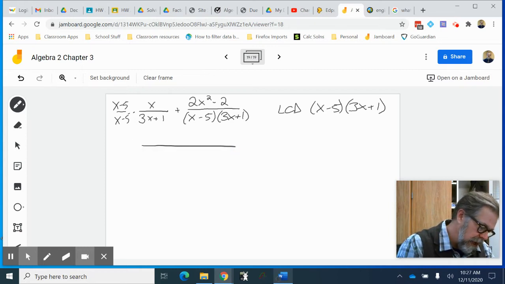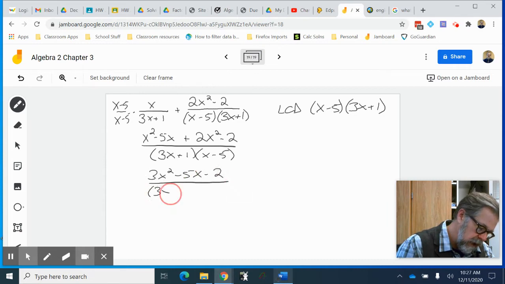So what have I got? I've got x squared minus 5x plus 2x squared minus 2 all over 3x plus 1, x minus 5. Doing a little simplifying, I've got 3x squared minus 5x minus 2 all over 3x plus 1, x minus 5. With a little bit of thought, I realized that the numerator factors as 3x plus 1 times x minus 2.